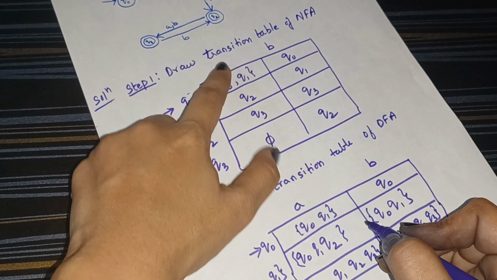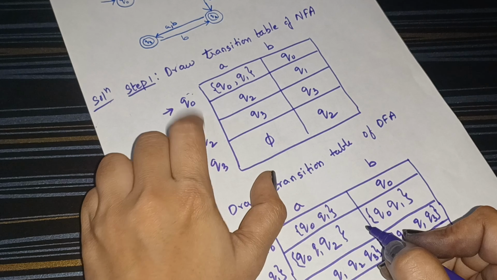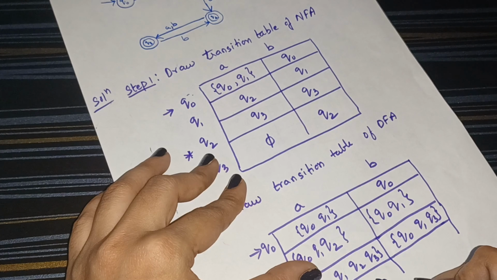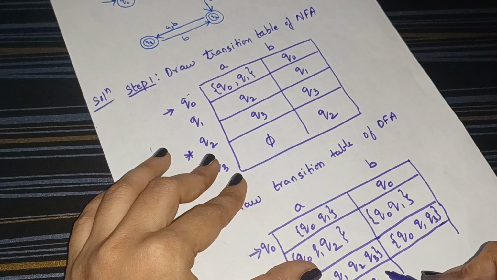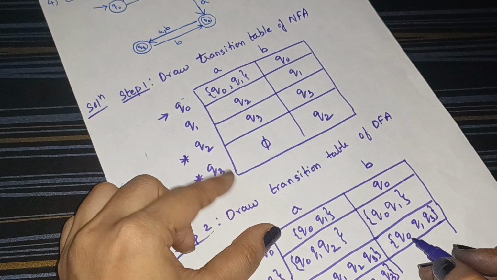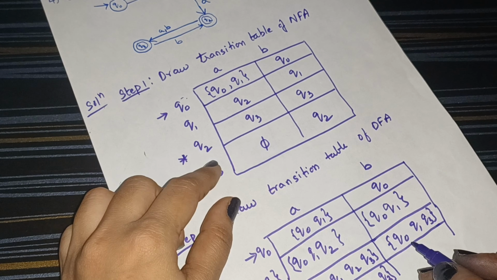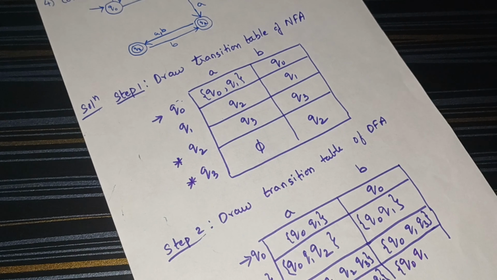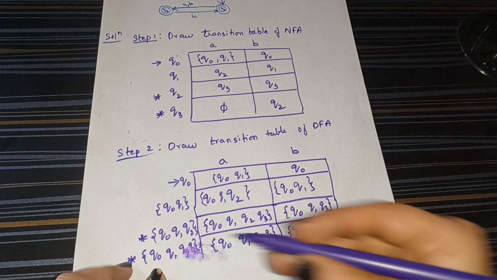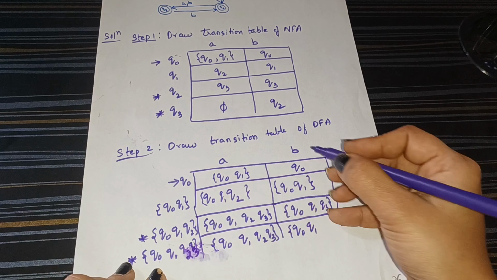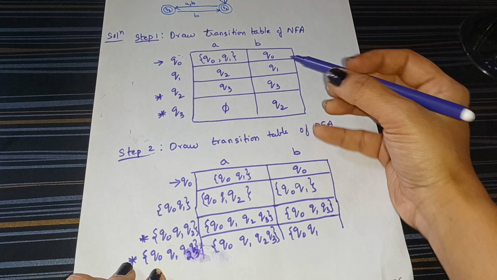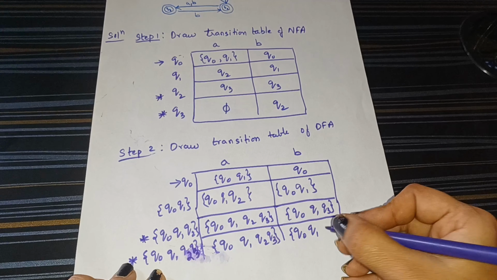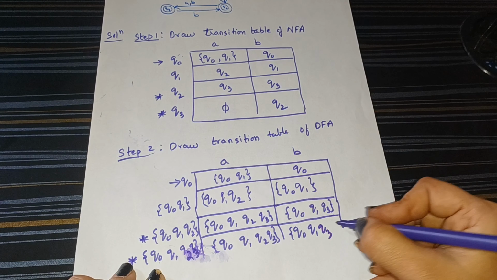So for A, we see Q0 on A, Q1 on A, Q2 on A, Q3 on A, and we get Q0, Q1, Q2, Q3. And next Q0, Q1, Q2, Q3 on B: Q0 on B goes to Q0, Q1 on B goes to Q1, Q2 on B goes to Q3, and Q3 on B goes to Q2. So we get Q0, Q1, Q2, Q3.